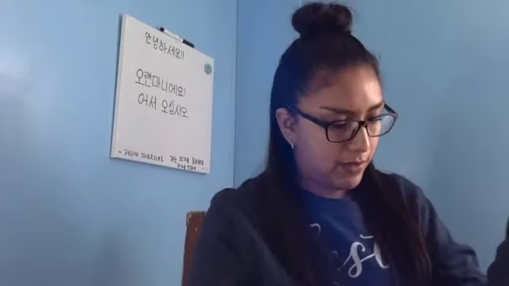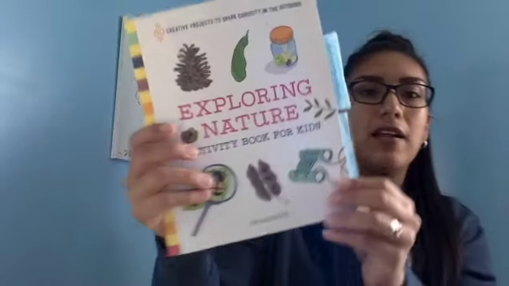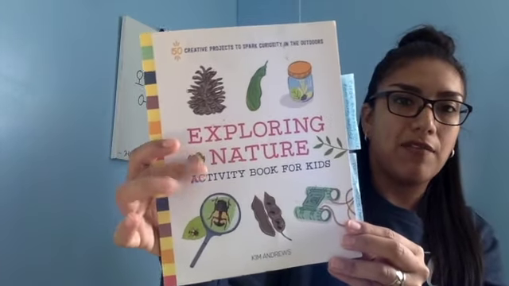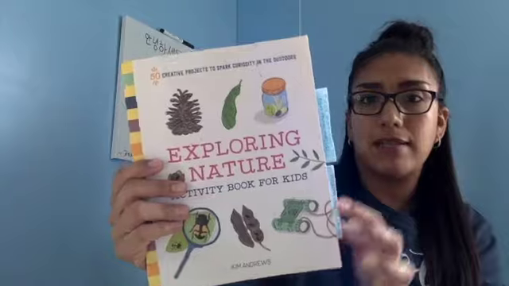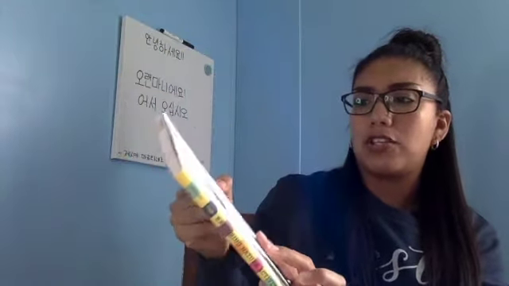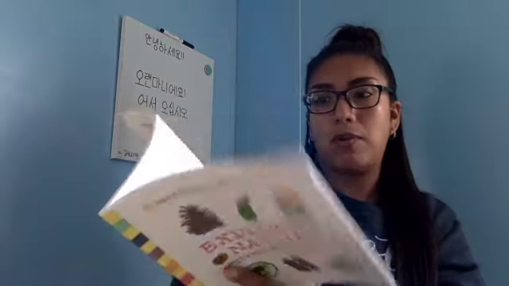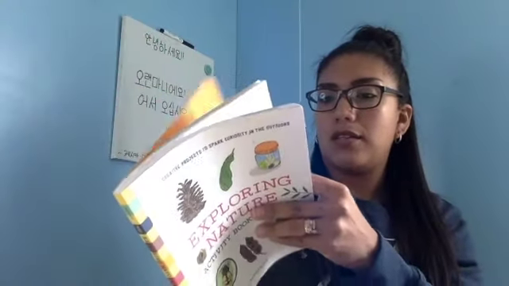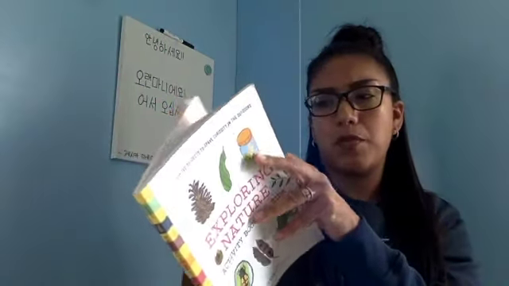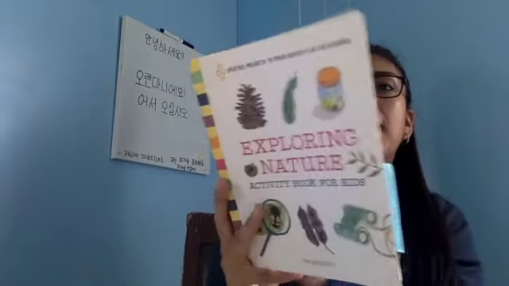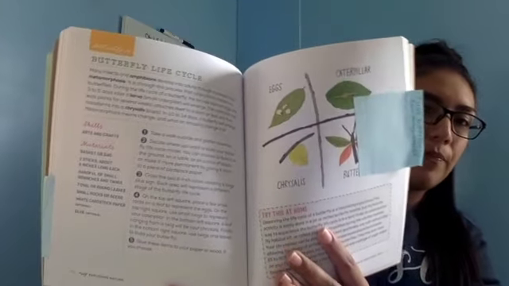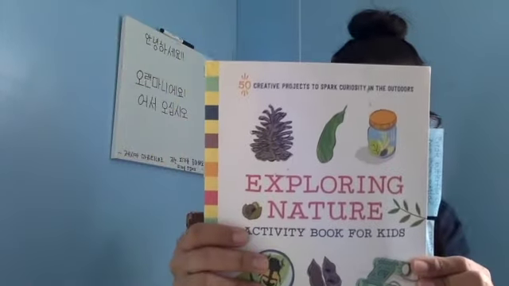So I have that. And then this is a really good one to have on hand because it has several different activities for you to do. A lot of exploration, and it uses things that are very easy to find in your home already. So here we're going to do an insect habitat. And it has crafts, it has experiments, it has observations. And again, the butterfly life cycle right there. So this is a really good book to have.